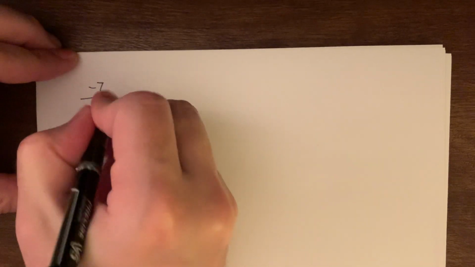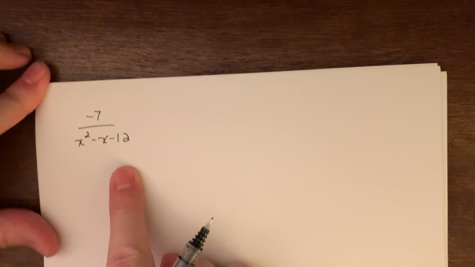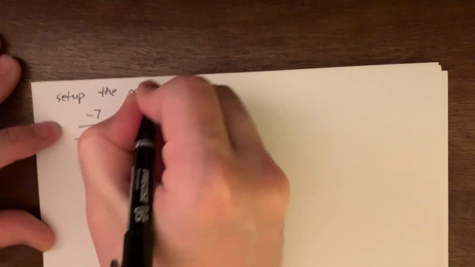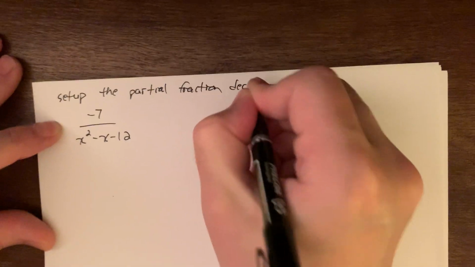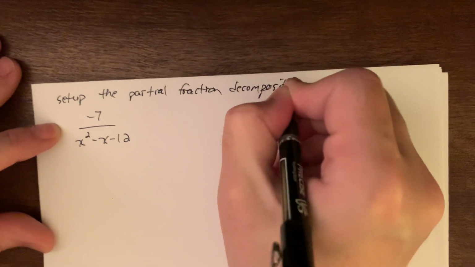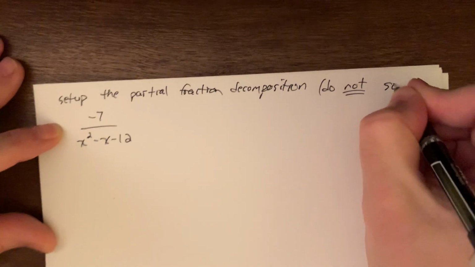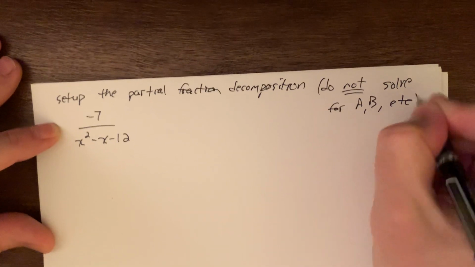So if we started off with minus 7 over x squared minus x minus 12. For this next section, all the directions are just going to be set up the partial fraction decomposition. And I'll even put an extra note. Do not solve for A, B, etc.